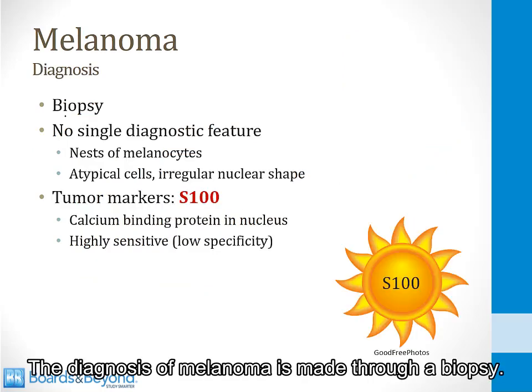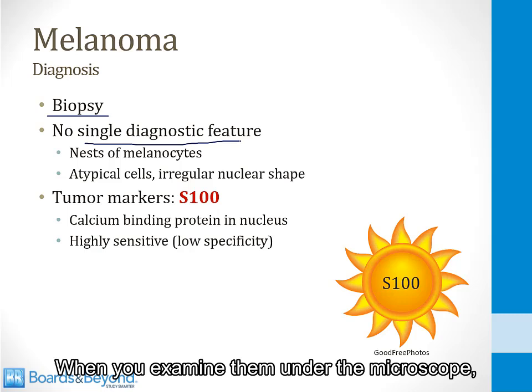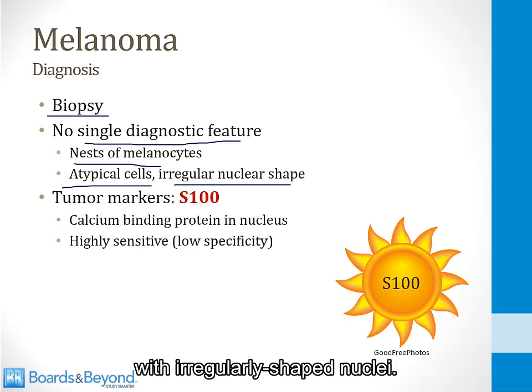The diagnosis of melanoma is made through a biopsy. There's really no single diagnostic feature of these tumors when you examine them under the microscope. What you see are nests of melanocytes. Many of the cells are atypical with irregularly shaped nuclei.